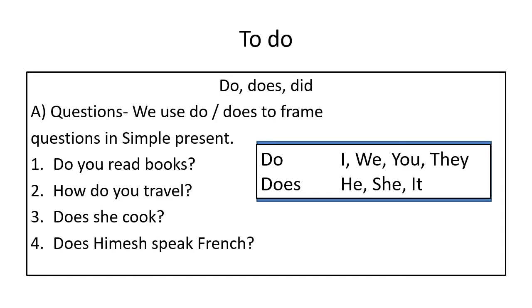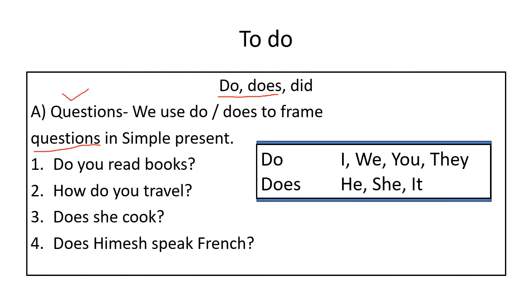Now children, let's try to understand the uses of the verb to do. The forms of to do, does, did, you can see here. We use do and does to frame questions in simple present. Children, we use do and does in simple present. And why? To make questions. You can see here the questions.